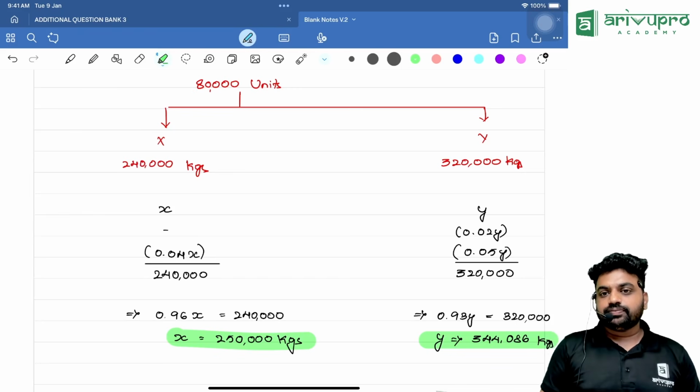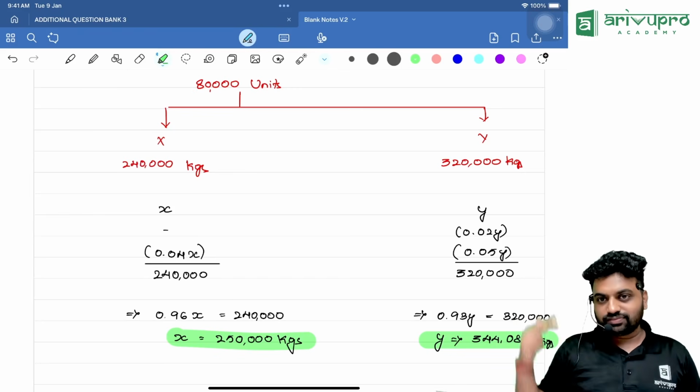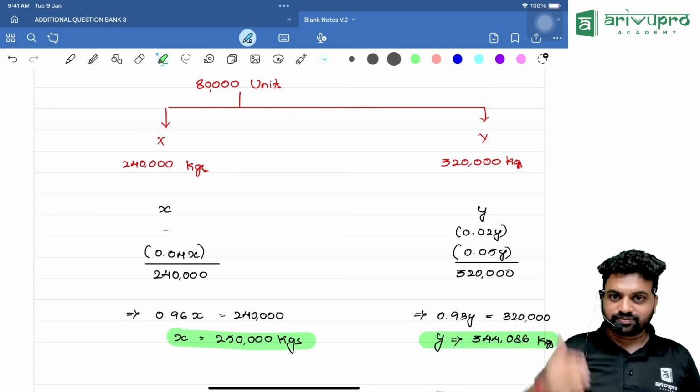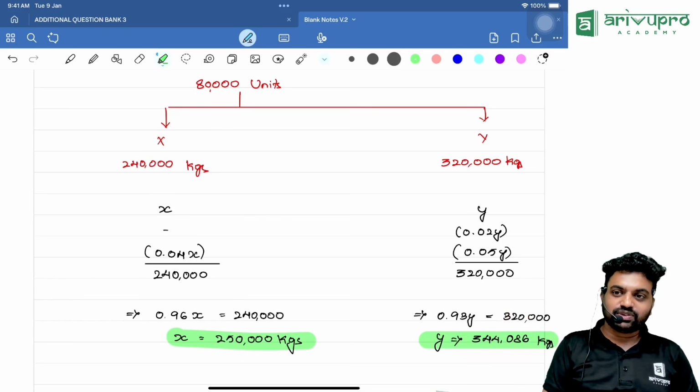What, madam? Going like this or going like this? Going like this. Oh.